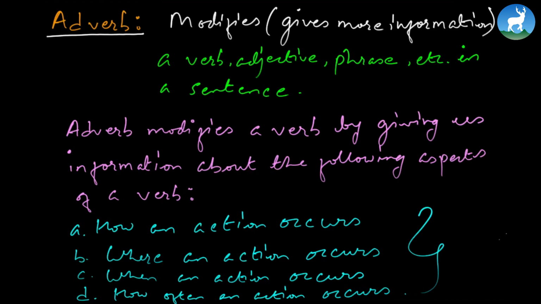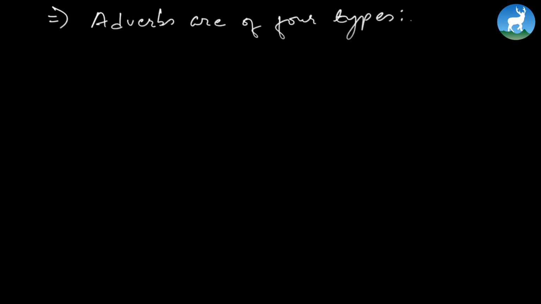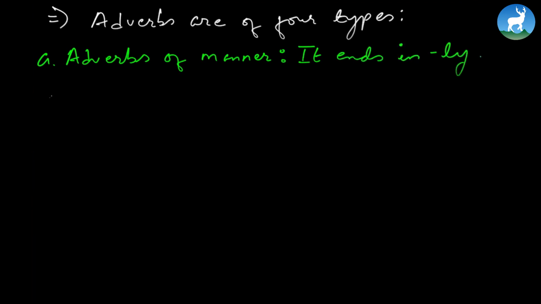Now, it's not in the book, but it's something worth knowing. Depending on those four aspects, we can say that adverbs are of four types. Number one, adverbs of manner. The exercise which you're about to do is all about adverbs of manner. Adverbs of manner are frequently used, and they end in ly. They tell us how things are done.